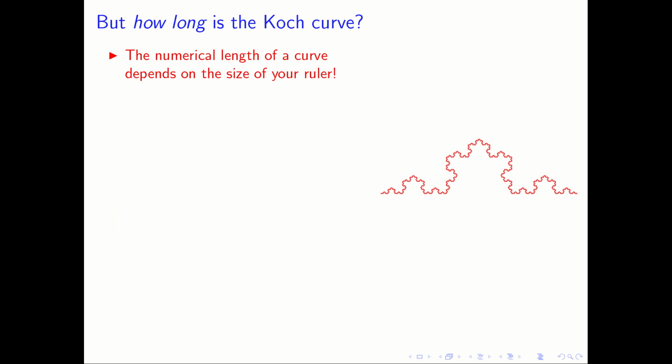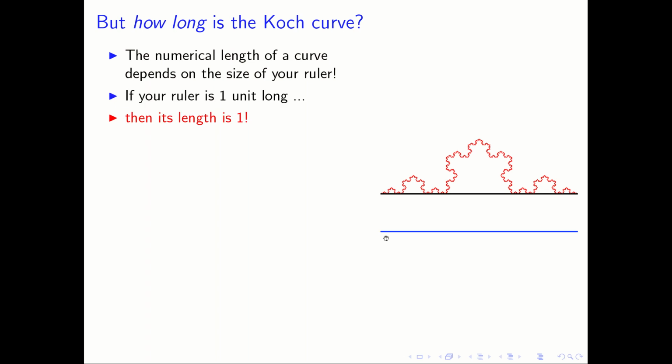But now let us ask this question by turning it on its head. How long really is the Koch curve? When I say really, I mean if you were to measure the length of the Koch curve by some measuring instrument, maybe a ruler, how long do you think it will come out to be? Of course, the numerical length that you get for the curve will depend on the size of your ruler. If your ruler was just 1 unit long, it will fit from one end to the other of the Koch curve. And if all you ever had was a 1 unit long ruler, you would have to say that the length of the curve is just 1.